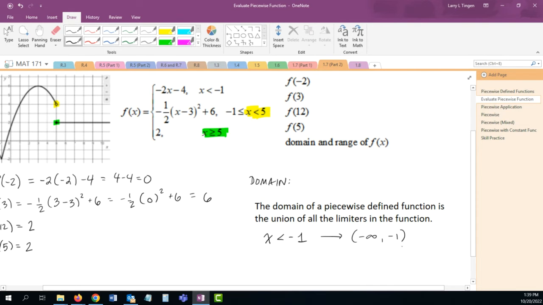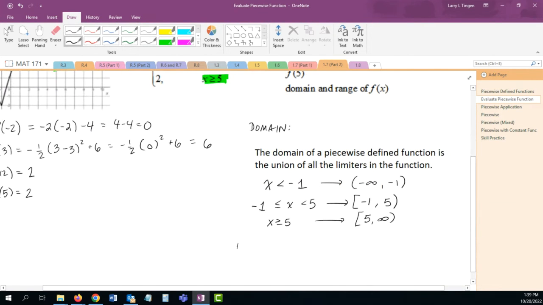It does not include the -1, so we put a parenthesis. The next one is from -1 less than or equal to x less than 5. What does that look like in interval notation? It starts at -1, it goes until 5. I include the -1 because my inequality on that side has equality, but on the right, the 5 is not included. And then the last one is x is greater than or equal to 5. In interval notation, that looks like 5 to positive infinity.